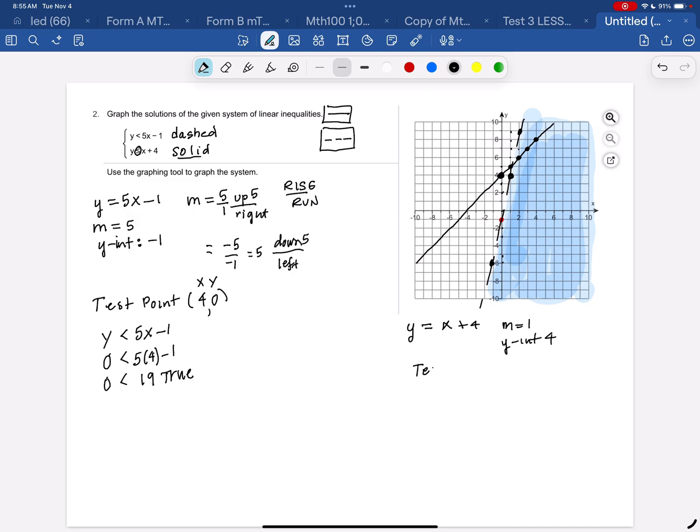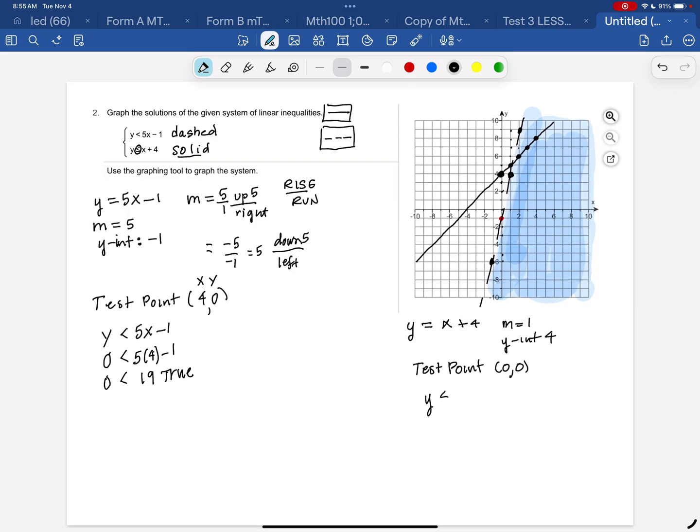So I'll write down test point 0, 0. Okay, so go to the original. y is less than or equal to x plus 4. 0 is less than or equal to 0 plus 4. 0 is less than or equal to 4. That is a true statement. We shade on the side with the test point. So that's going to be shaded below this line. Everything that's below that line.